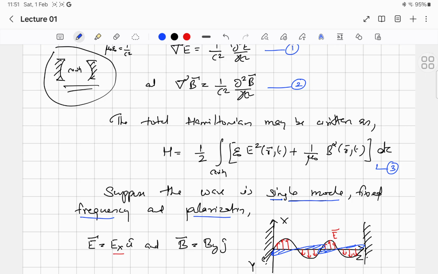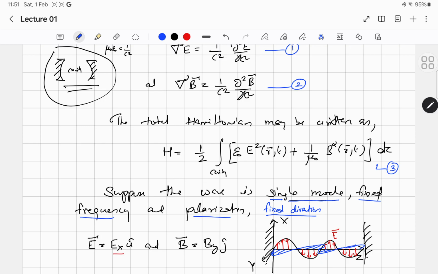Now, in order to make it simple, we are going to consider a single mode for the electromagnetic wave. So, what is meant by single mode? A single mode is a field with fixed frequency, fixed polarization, and also a fixed direction. So, if an electromagnetic wave satisfies these conditions, then I can say that it is of single mode.